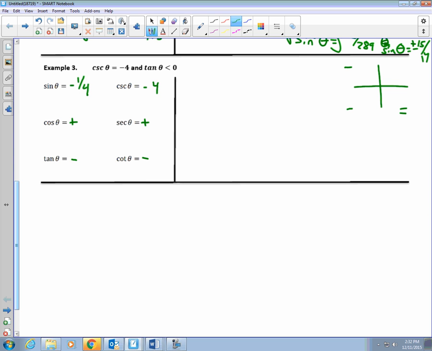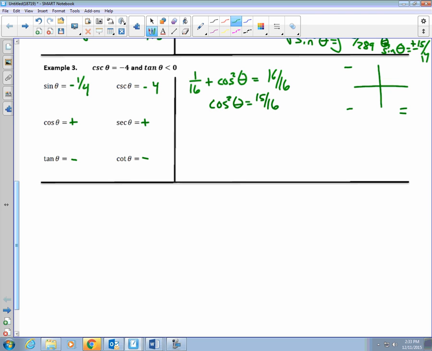Let's find cosine. What's negative 1 over 4 squared? 1 over 16. I'm going to change 1 to a fraction. What fraction should I change it to? What do I do to both sides? So cosine squared is equal to 15 over 16.